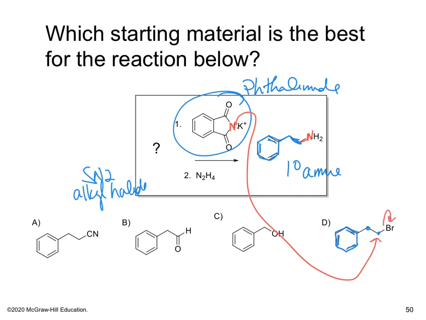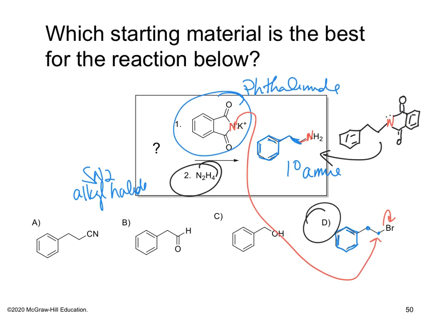The bromine leaves. You get this intermediate compound. Here's your nitrogen. And then you got to draw your phthalimide. When you're drawing your mechanisms, make sure you draw your phthalimide. Okay, and then hydrazine, you don't have to actually do that mechanism. You can just go ahead and draw your product. So the answer is D.